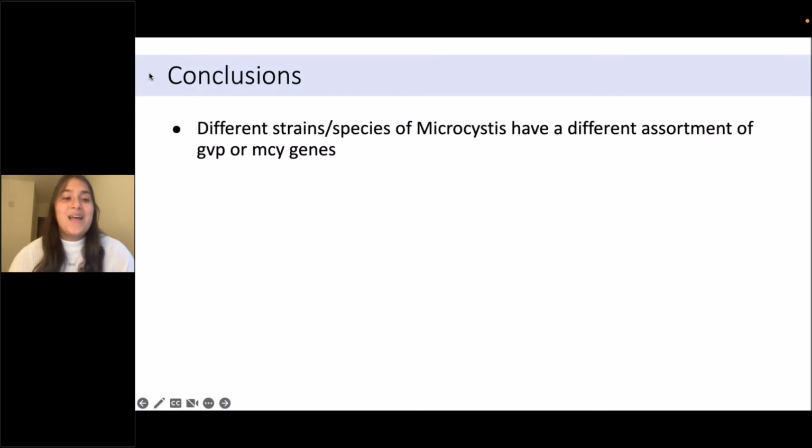Okay, so to conclude, we saw that different strains and species of Microcystis have a different assortment of GVP or MCY genes. That's going back to that Venn diagram. We saw toxic and buoyant species, toxic, non-buoyant species, and then again, that question of non-toxic, is it buoyant, is it not buoyant? But the point is we were only looking at about 4 of those Microcystis bins, and we're seeing such big differences between those. That's exciting because it's showing that there's a lot of different gene presence in different strains and species.